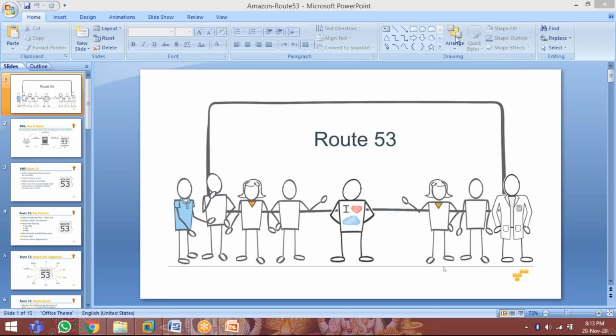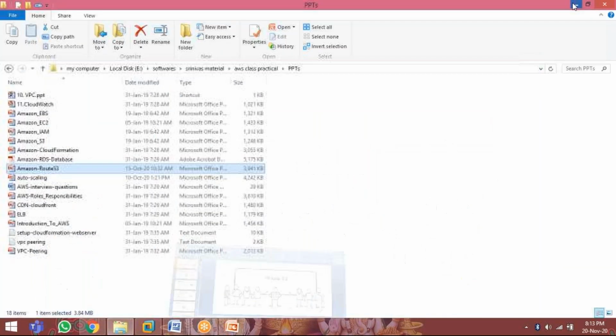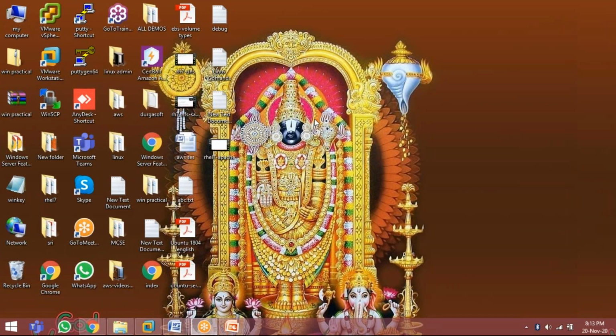So today we are going to discuss about Route 53. This is like a DNS server, domain name service, AWS DNS. We can call it AWS DNS. So before going to discuss about Route 53, I will explain about the traditional DNS servers.